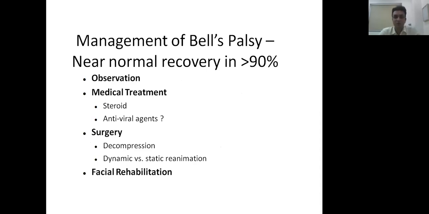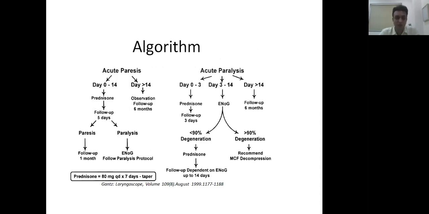Mostly there is near normal recovery in more than 90% of the cases. Observation, medical treatment is given in the form of steroids and antiviral agents. Not everybody is giving because we are still waiting for the agreement. Surgery is done in very selective cases when there is 100% facial nerve palsy. It's not improving after steroids and there are fixed criteria. Or if there is facial rehabilitation and if there is dynamic versus static reanimation, which is required to be done. So that's an algorithm here.